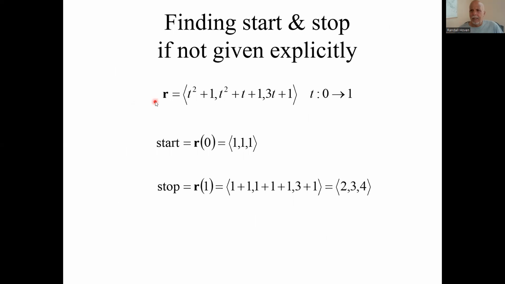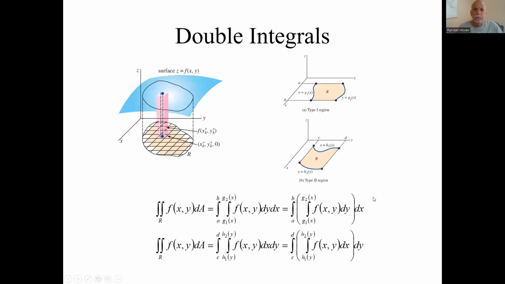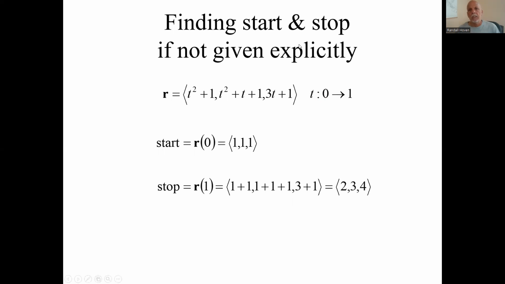Sometimes you're not given the start and end points explicitly. You might get r as a function of t, and it says, where does t go from? Well, you just plug in. It starts where t equals 0, or 1, 1, 1. Ends where t equals 1, 2, 3. That's path independence. Other subject video.